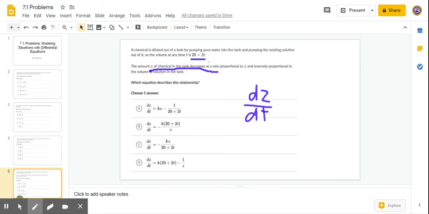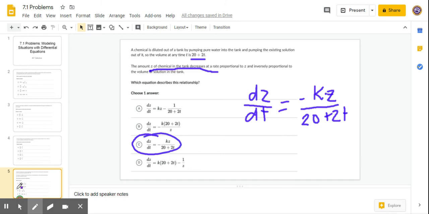It's decreasing at a rate proportional to z. And it's also inversely proportional to the volume of the solution. So the volume of the solution we underlined up here is 20 plus 2t. All right, so this is k times z, and it's also k over 20 plus 2t, and it's negative because it's decreasing. So that leaves us with C.